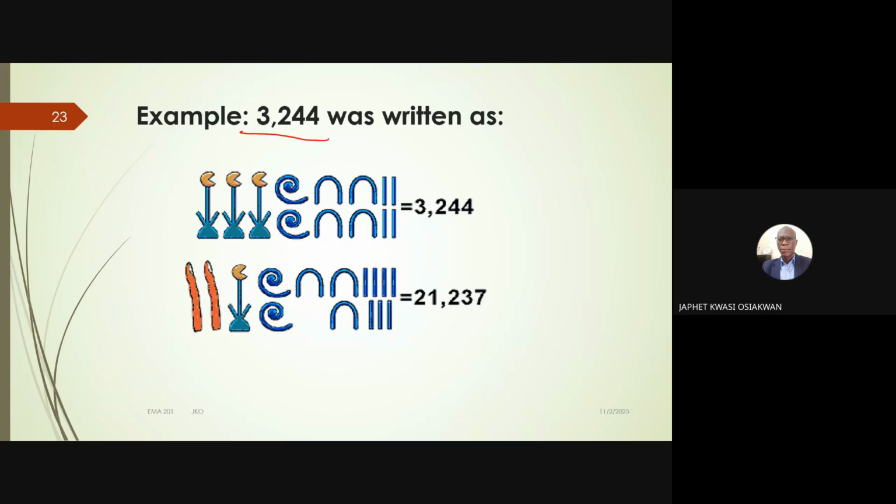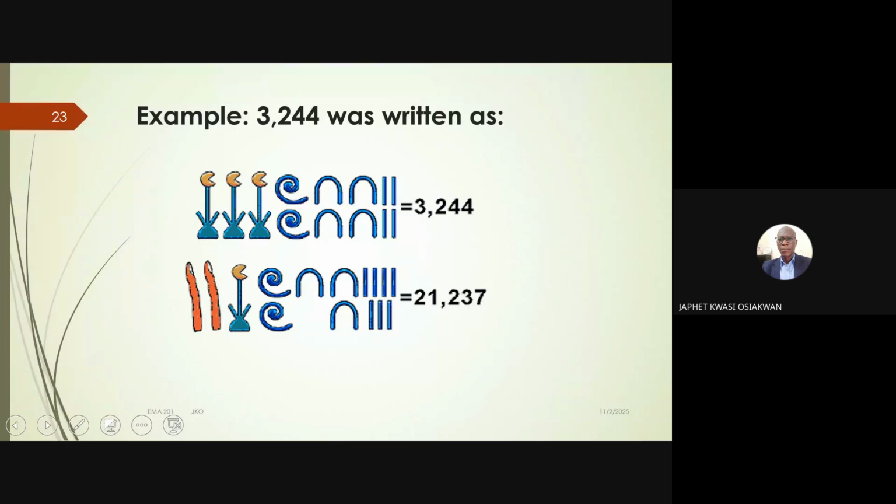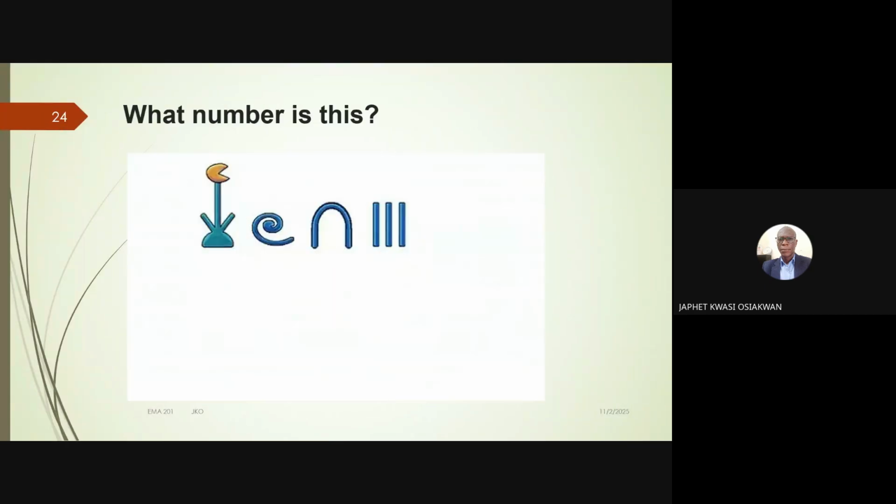So let's look at these two numbers. 3,244. Look at how they have written it, 3,244. And the next number is 21,237. Look at how it is written. It's just a simple grouping. You don't have to bring the pointed finger first. No, you can bring it anywhere, once I can count and put them together. So it's by simple grouping. That is how the Egyptians write. Any question? Okay.